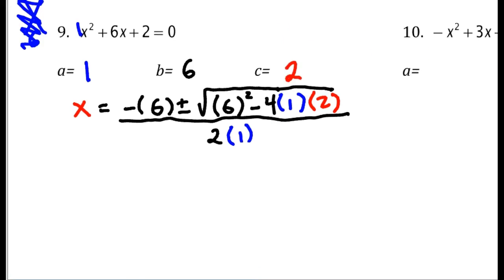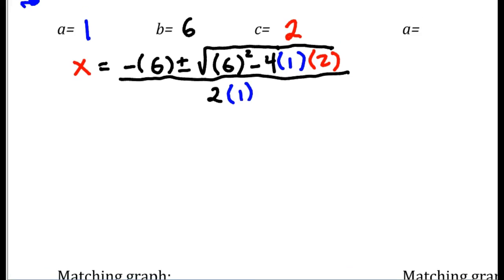Okay, hard part's done. Seriously, if you make it this far and yours looks just like mine, you will not have a problem with the quadratic formula, because the mistakes usually happen with not knowing the formula or just plugging in the wrong numbers or forgetting a negative or something. But if this is correct up to here, the rest is just arithmetic.